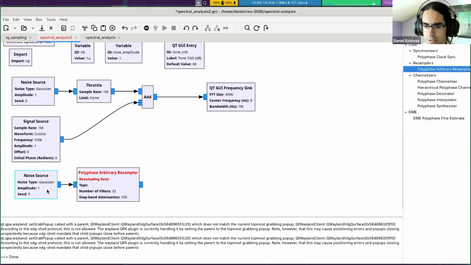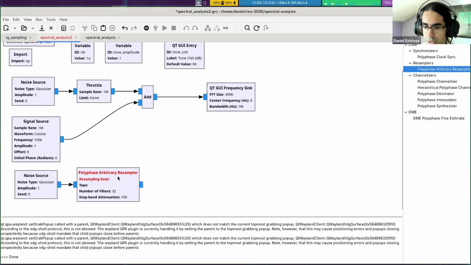So, for example, if I generate noise, it's going to cover all my spectrum. But then if I increase the sample rate by, let's imagine, a factor of 10, if, for example, the bandwidth of this was 1 megahertz, if I increase my sample rate by a factor of 10, I end up with a bandwidth of 10 megahertz here. However, the noise on the input was only 1 megahertz bandwidth.